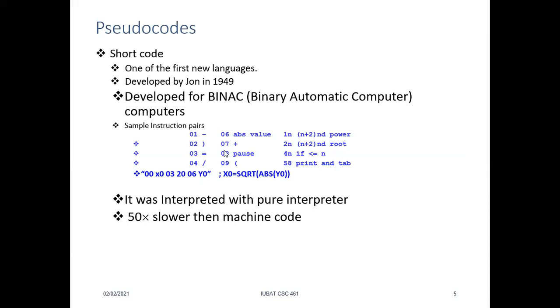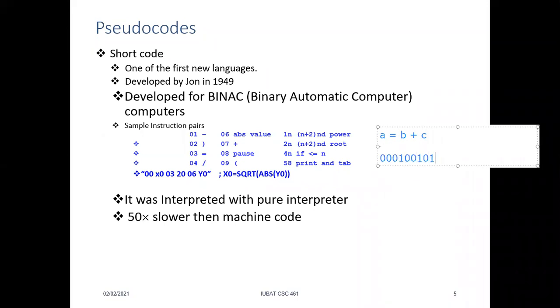So instead of using binary values for plus, minus, pause, or if else, we used a set of instructions. Let me write it down here, I think it would be easier to understand. Let's say that I want to write a equals b plus c. In binary, I had to write a bunch of zeros and ones.